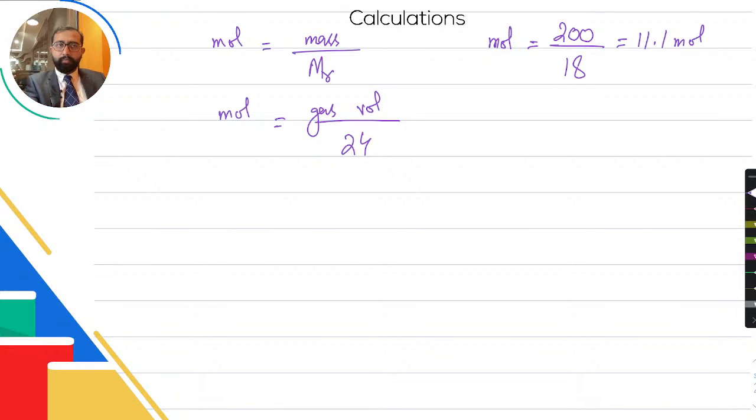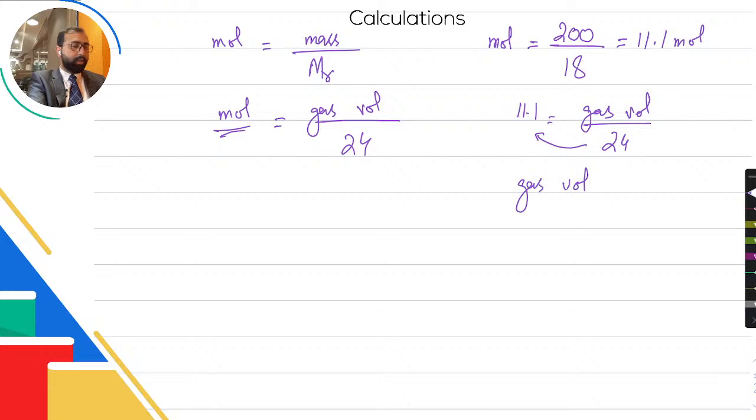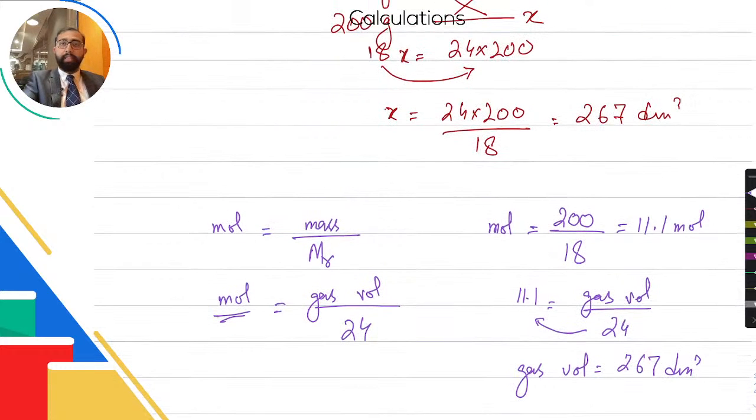Now what will its volume be? The steam. So now I plug that in here. So 11.1 is going to be gas volume, whatever it is, over 24. This multiplies here, or you multiply both sides, again, depends how you studied basic arithmetic. And there you go. I get gas volume is going to be 267 dm cube. Exactly the same, because the definition we're following is exactly the same.